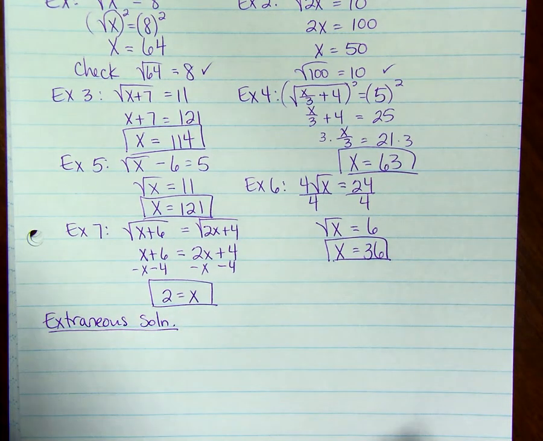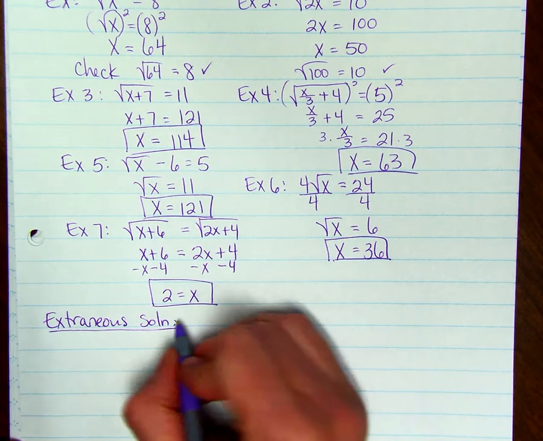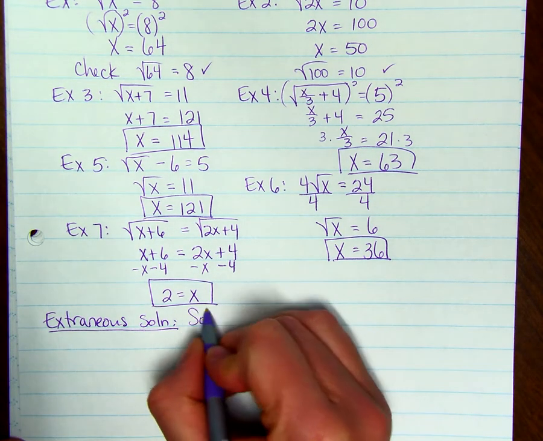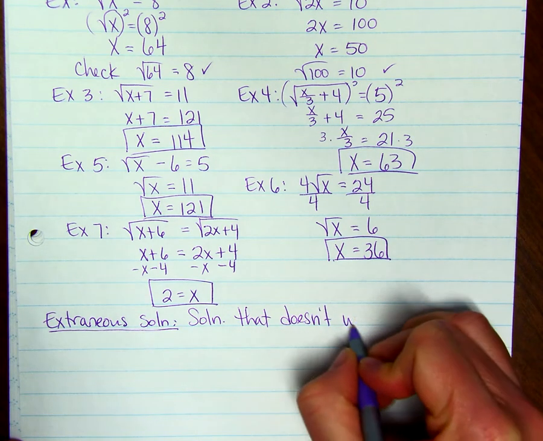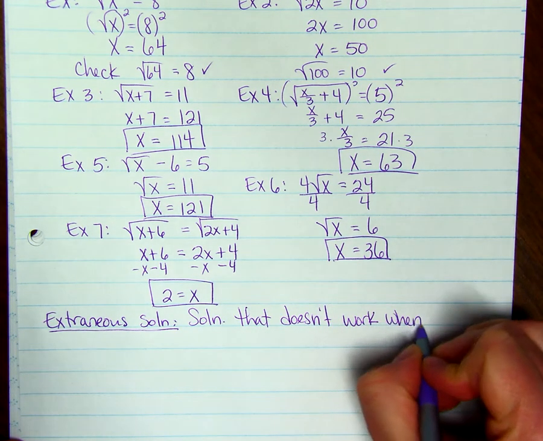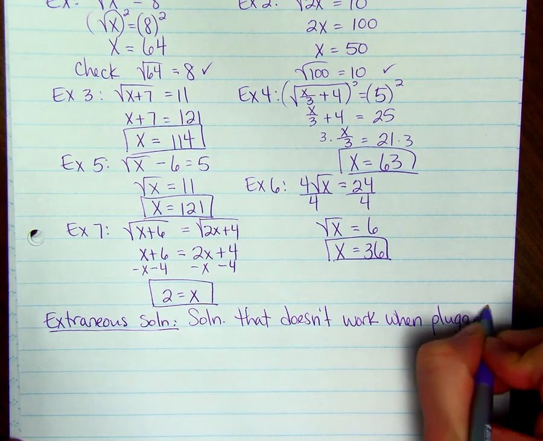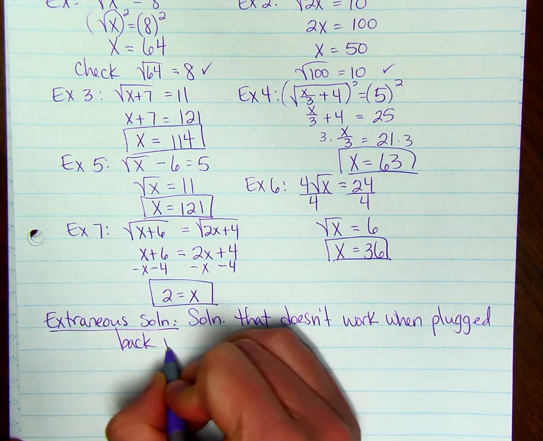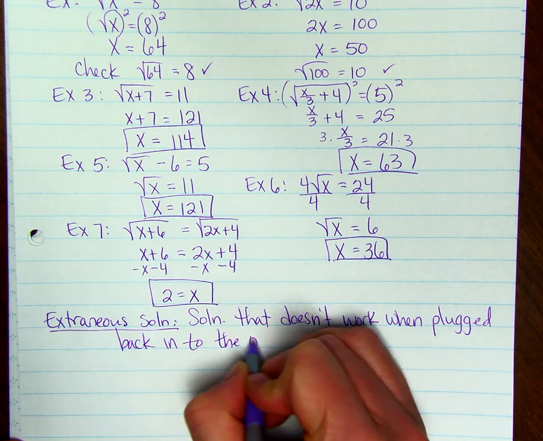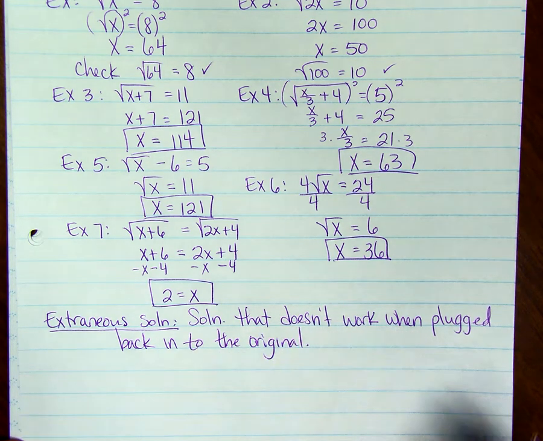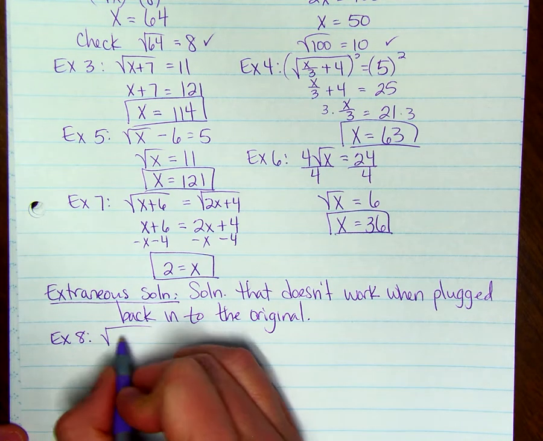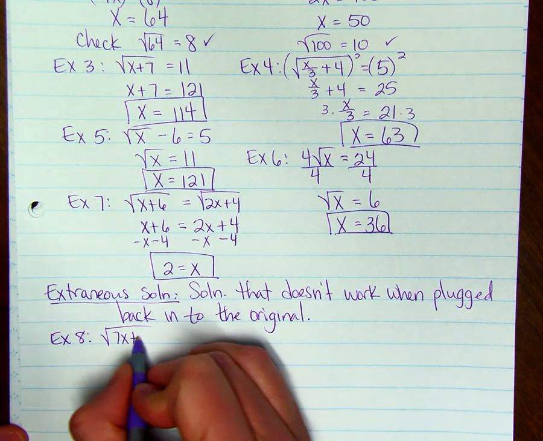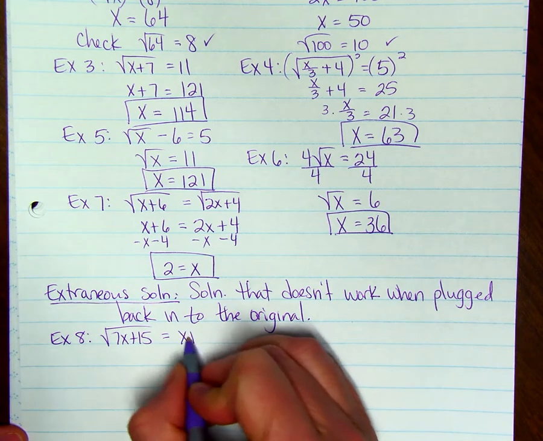Now an extraneous solution, that's just a solution that doesn't work when you plug it back in to the original problem. So it's a solution that doesn't work when plugged back in to the original. So here's an example. Square root of 7x plus 15 equals x plus 1.